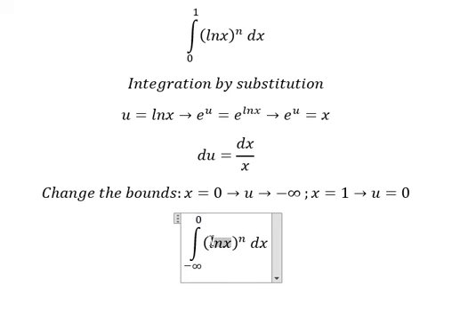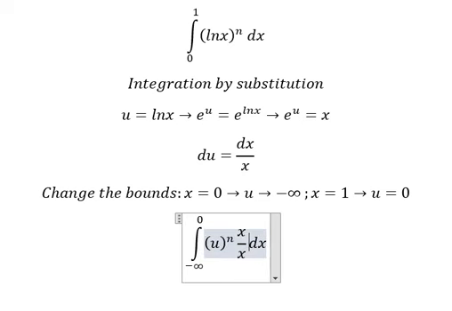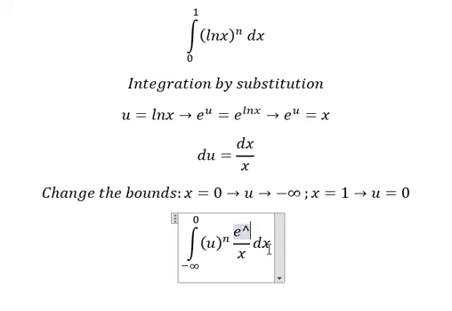ln s we change by u. So this one I can put as ds over s. So s in here we change by e to the power of u. The ds over s we change by du.